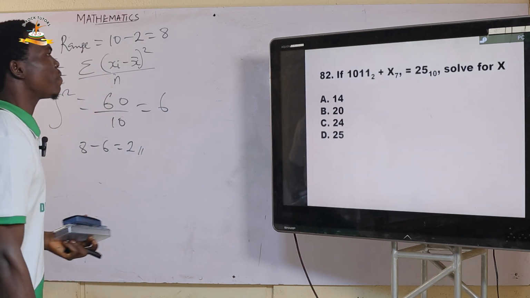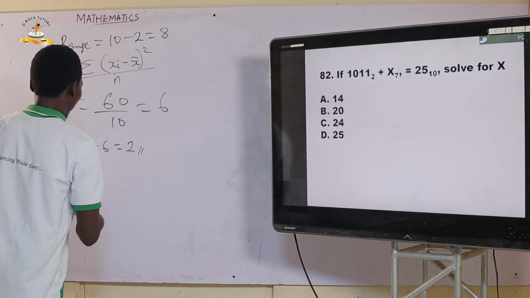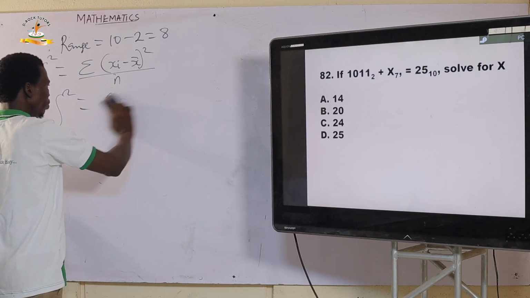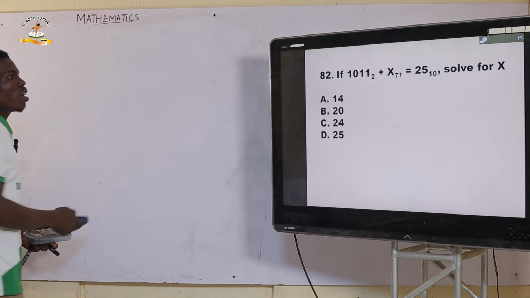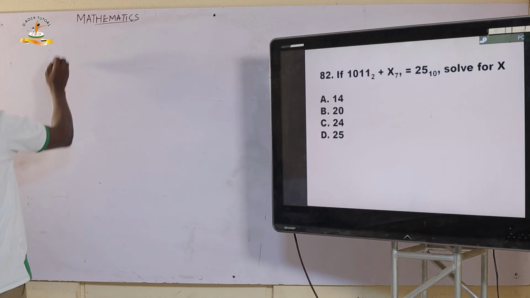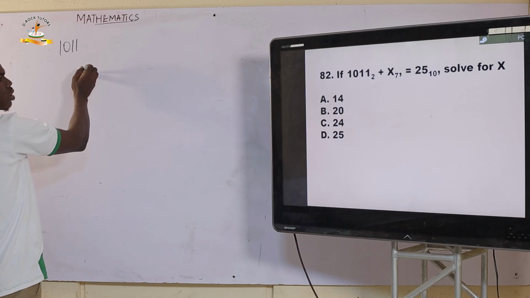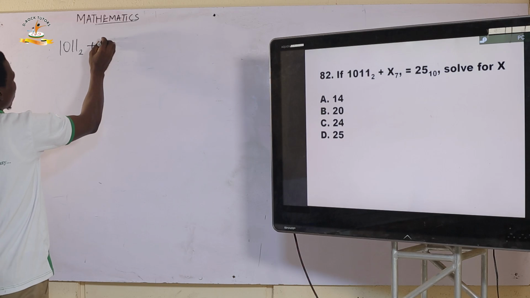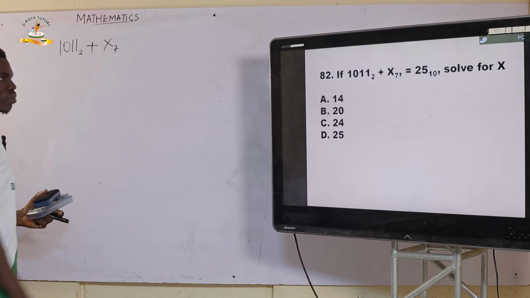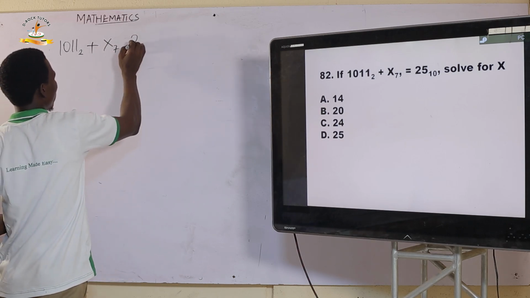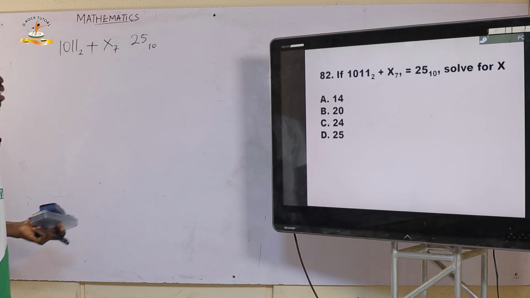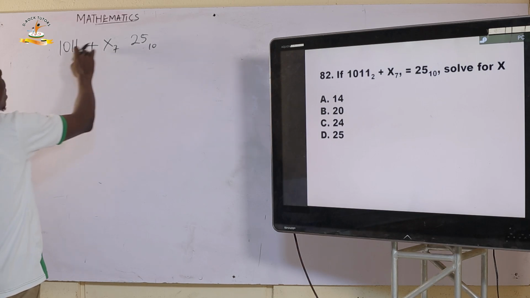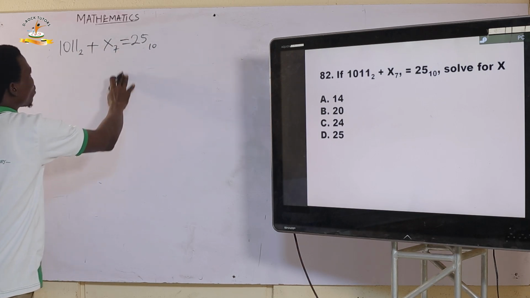Our next question says, if 1011 in base 2 plus x in base 7 equals 25 in base 10, then we have to look for x. So we simply bring this down to base 10, this down to base 10, and we can have our x.